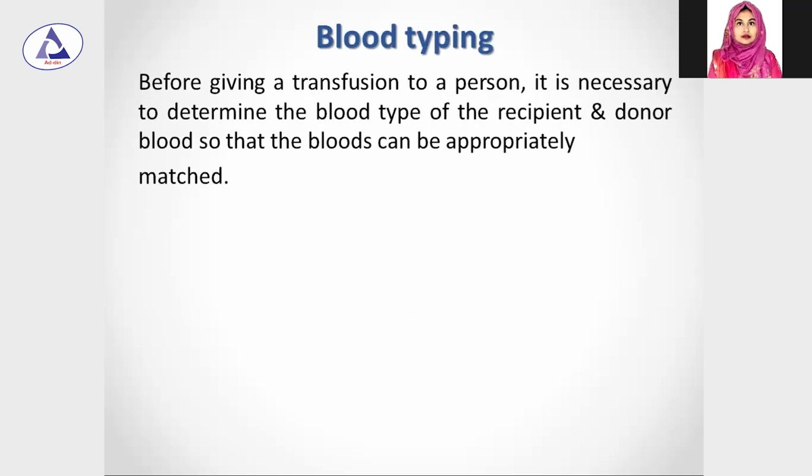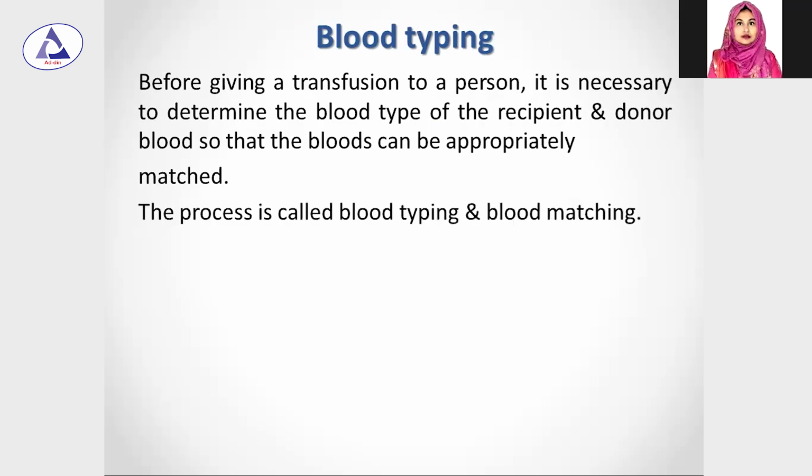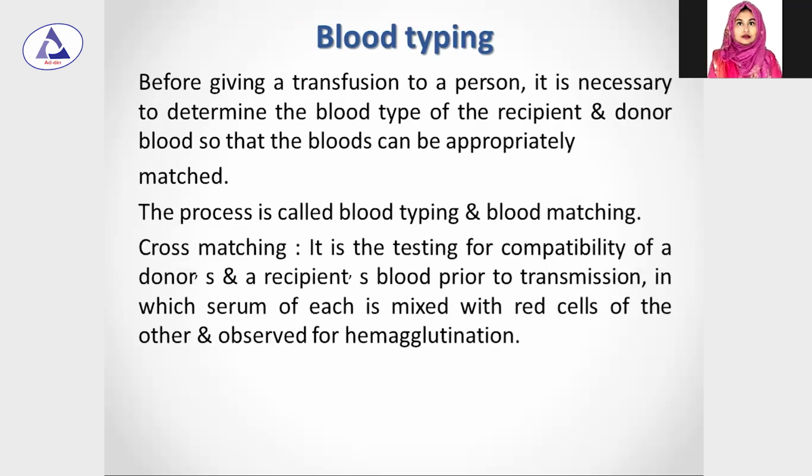Before giving transfusion to a person, it is necessary to determine the blood type of the recipient and donor so that blood can be appropriately matched. Acha, the process is called blood typing and blood matching. Here, the important thing is, what is cross matching? Cross matching, we have already said that during cross matching, এটা আমরা compatibility দেখি actually of a donor's and recipient's blood এর। compatibility কার কার দেখি?